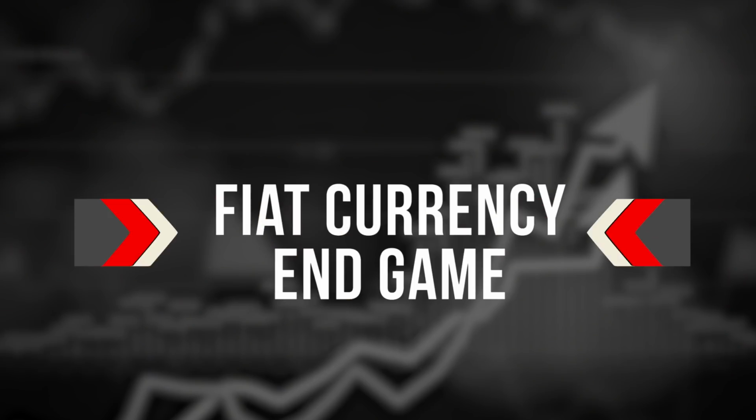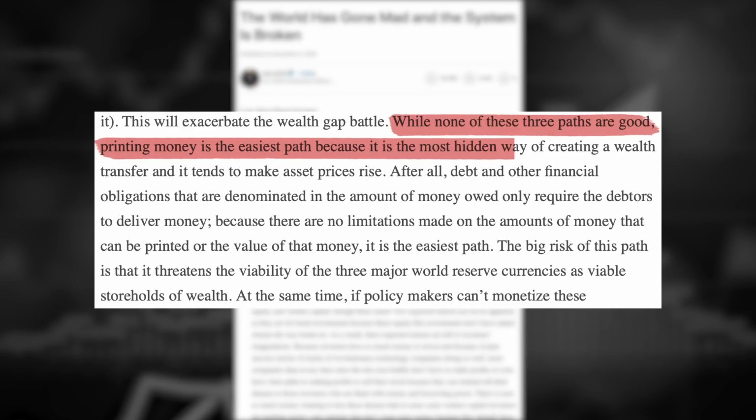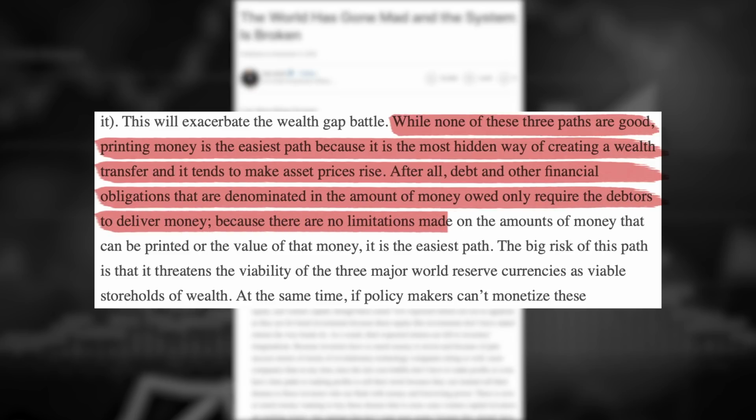Step number 11, the fiat currency endgame. While none of these paths are good, printing money is the easiest path because it's the most hidden way of creating a wealth transfer, and it tends to make asset prices rise. After all, debt and the other financial obligations that are denominated in the amount of money owed only require the debtor to deliver the money. Because there are no limitations made on the amounts of money that can be printed or the value of that money, very important point, it is the easiest path.